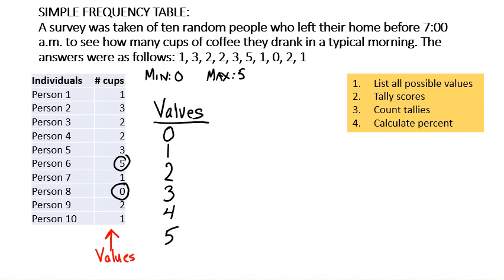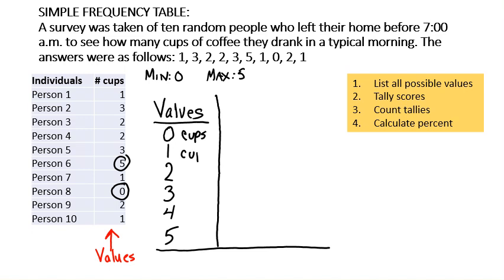So I don't know if anyone actually drank 1 cup or 4 cups of coffee. I'm not sure, but we list all of the values between the minimum and the maximum. It's an important thing to keep track of. So those are the values. Let's write cups here so we can be very clear that these are values. It can help sometimes to have text in the first column.